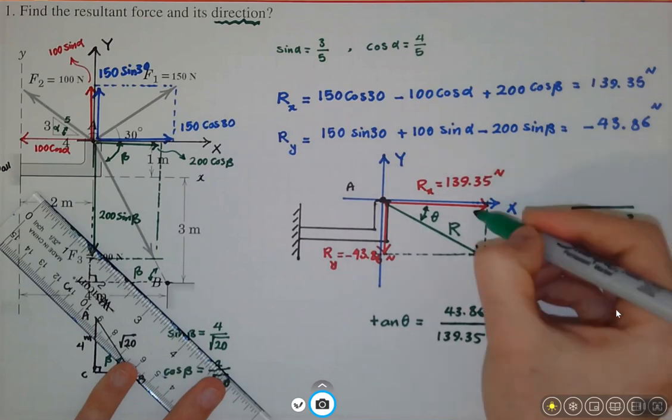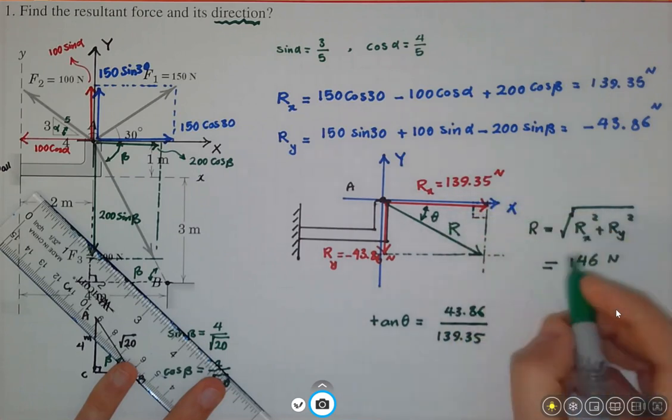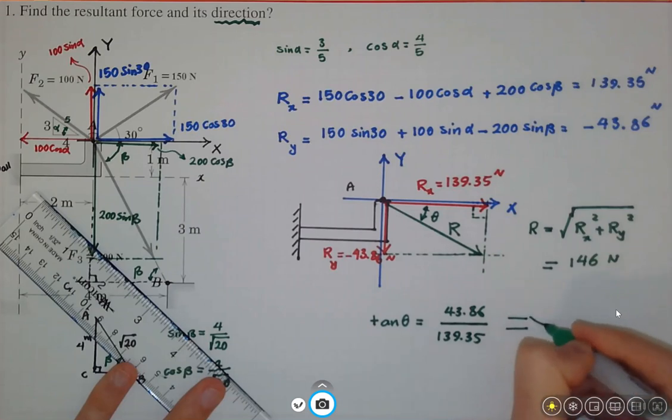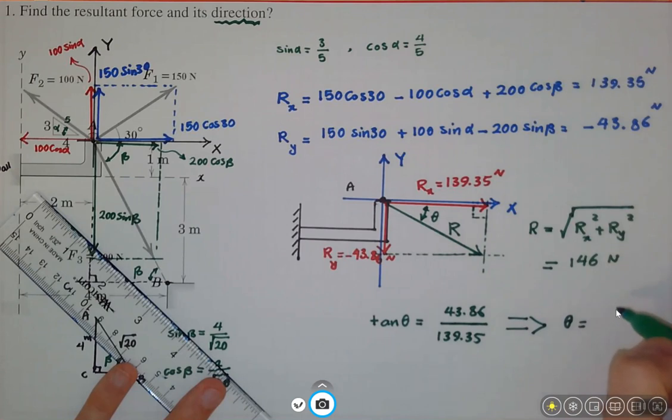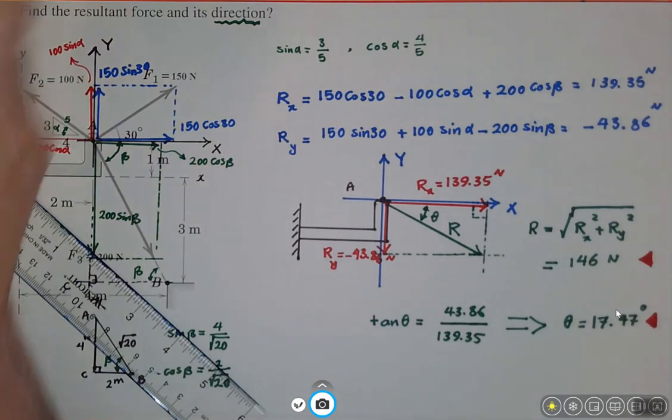We have a triangle, right? We know this side, and we are curious to find this angle theta. If I do the calculation, I will find theta to be equal to 17.47 degrees. So this is the solution to this problem. This is the resultant load, and this is the angle or the direction, and we also show it graphically over here.